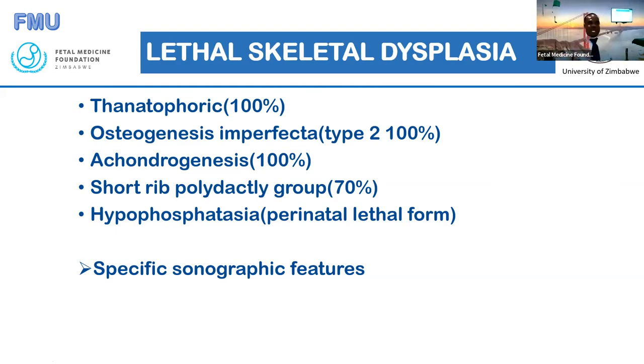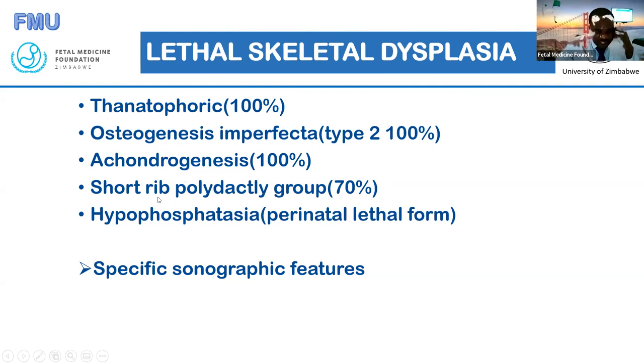So need now also to go on further to look at thanatophoric dysplasia, the one on the top with 100% lethality. With this one, you get what we call a clover leaf appearance on ultrasound scan. I'll show the picture so that I can better demonstrate. So you get a clover leaf appearance of the head for thanatophoric dysplasia.